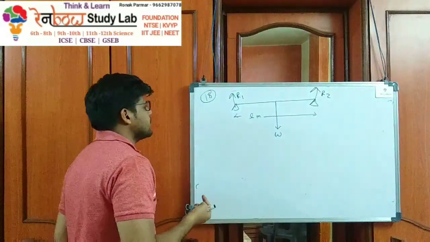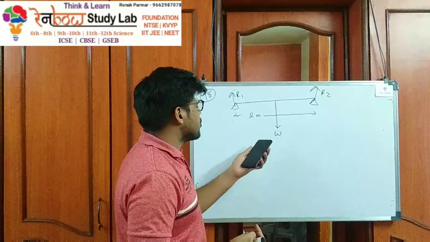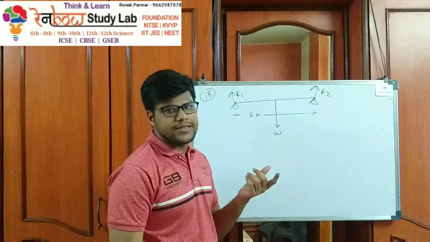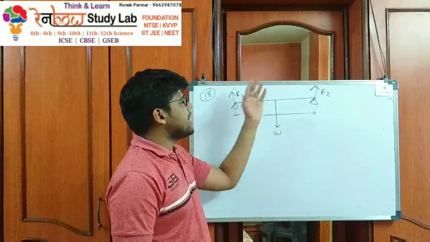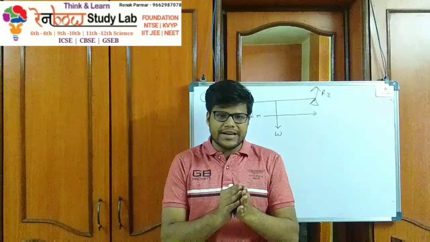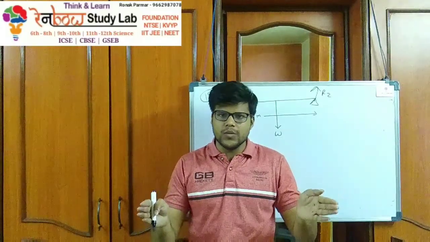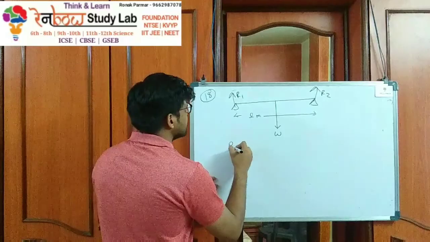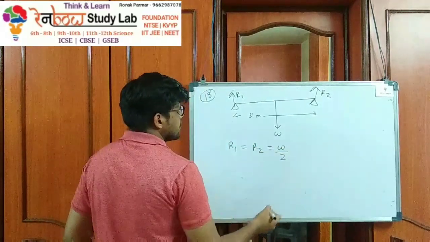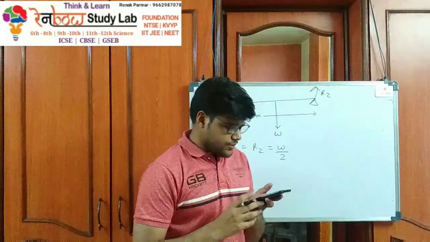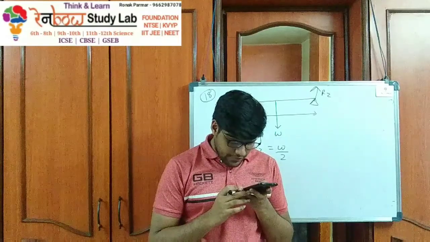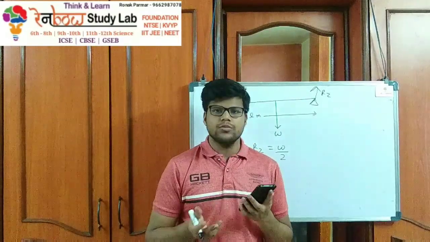How can we calculate this? It's very simple. The total load is W, which is applied at the center. Then the reactions R1 and R2 will be half of it. Whatever force you apply at the center gets distributed to both of them equally. So your R1 equals R2, and both of them will be W by 2. This reaction force will be W by 2, and you need to calculate reactions R1 and R2, so this will be W by 2 and W by 2.